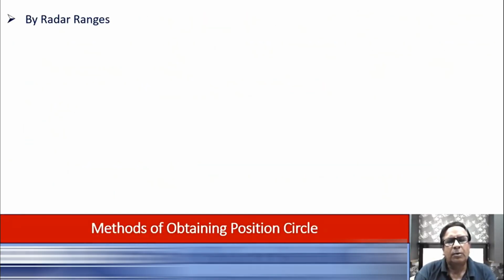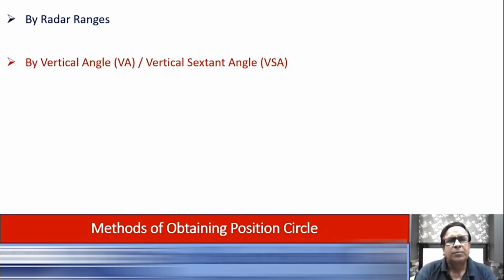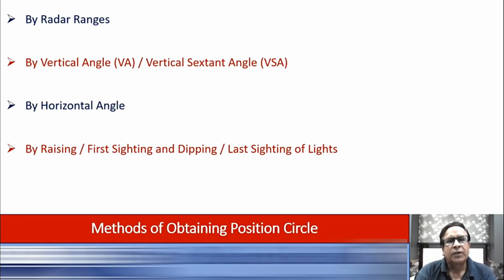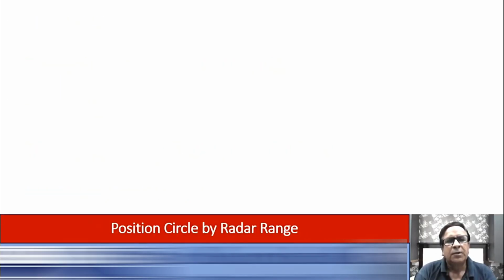Now, various methods for obtaining position circles include position circle by radar ranges, position circle by vertical angles, by horizontal angles, by raising or first sighting and dipping or last sighting of the lights, and position circles by high altitude celestial observations. Now we shall try and understand each one of them separately.